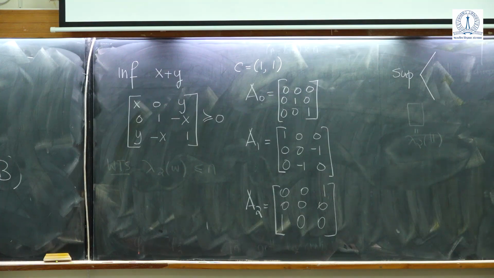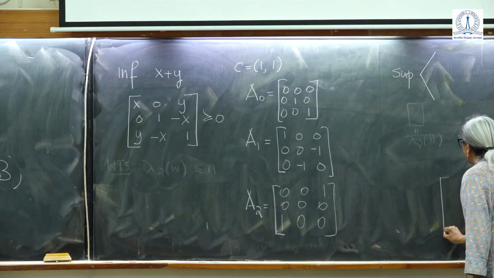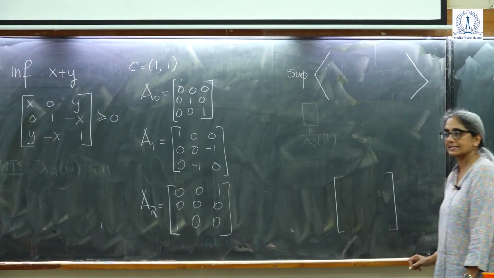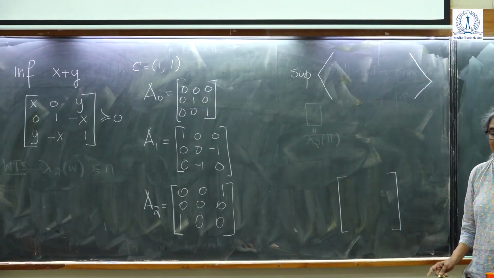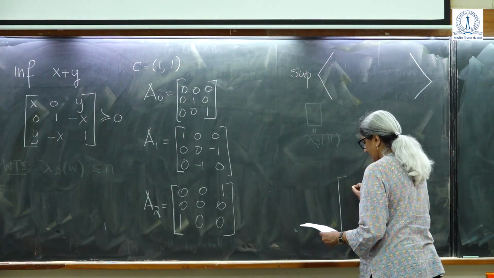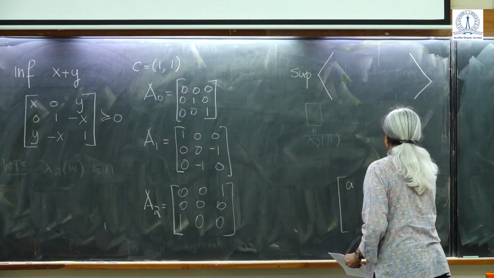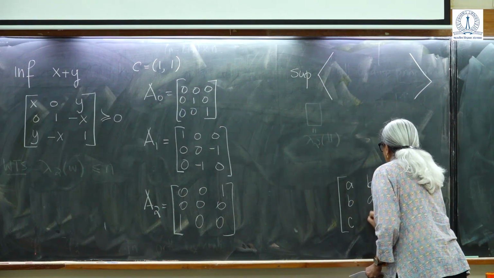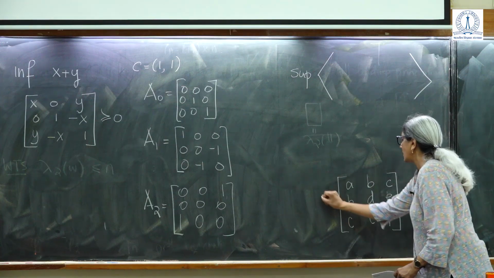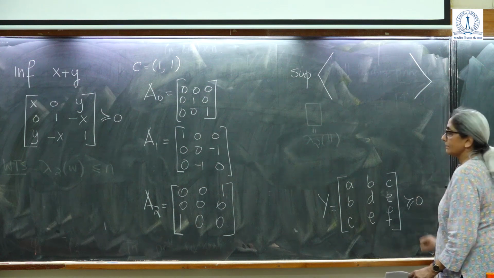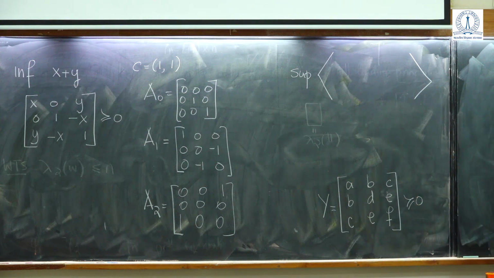First of all, I need to set up this Y matrix. How big is the Y matrix? It has to be 3 by 3 because it has to dot with some things that are 3 by 3. So let's number it nicely. I'm going to just call it a, b, c, b, d, e, c, e, f. This is the Y matrix. And of course, this has to be PSD. That's the bottom condition.